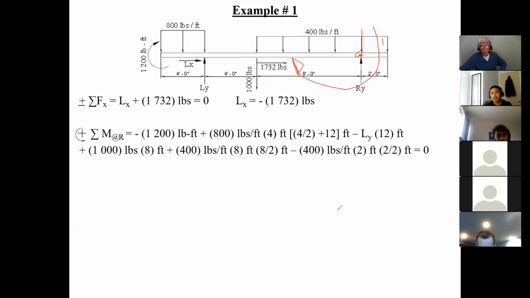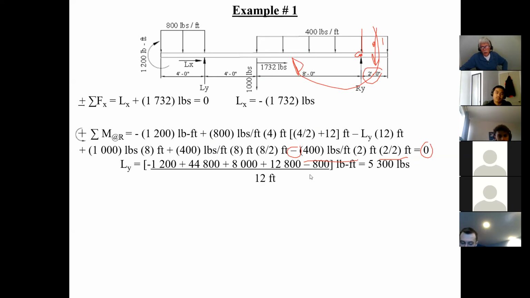Clockwise. Therefore, the first thing I worry about is putting a negative sign. And then after that, I worry about the force, which is 400 pounds per foot times 2 feet, and then the distance, which is acting at the centroid here. And that's why you take a distance of 2 over 2 feet. And for this whole thing to be in equilibrium, it has to be equal to 0.